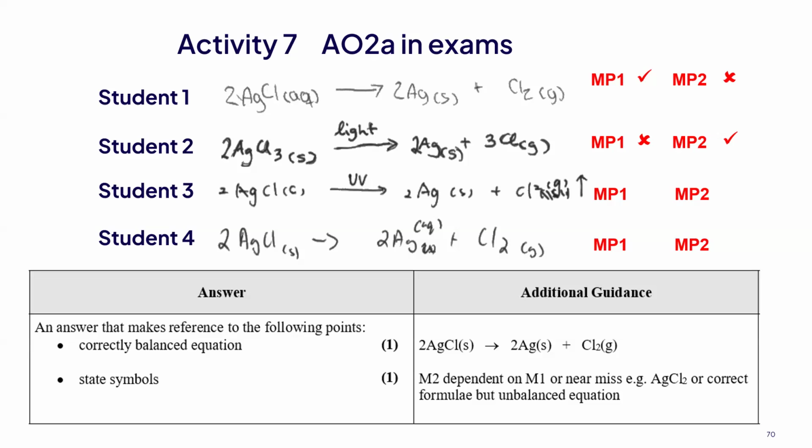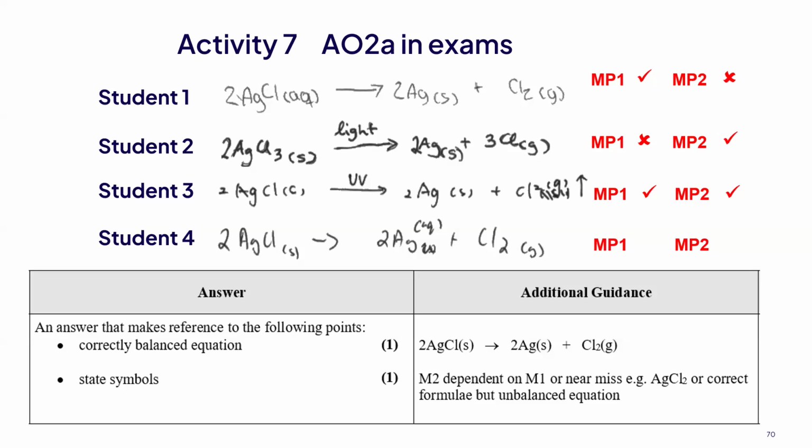Right, I think it's stopped again. You've got correct balancing and correct state symbols. If you didn't give that mark for the AgCl state symbol, then I would support you. If you did give it, I would support you as a team leader. Okay, and you were the examiner. We tend not to go against what an examiner does unless it is categorically wrong.